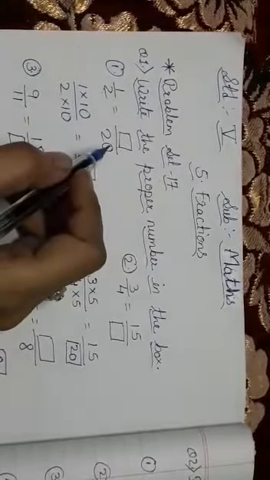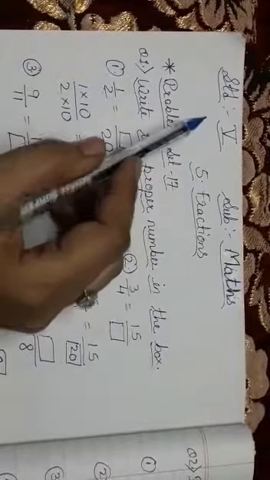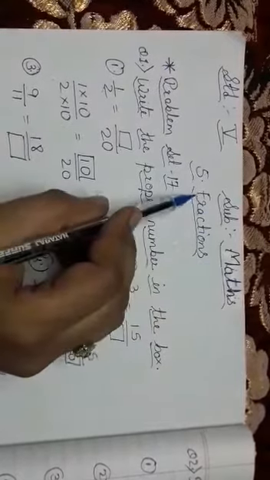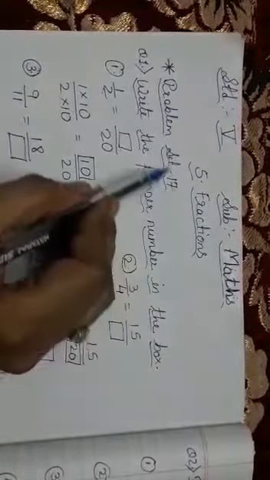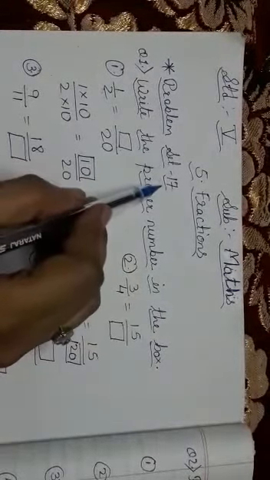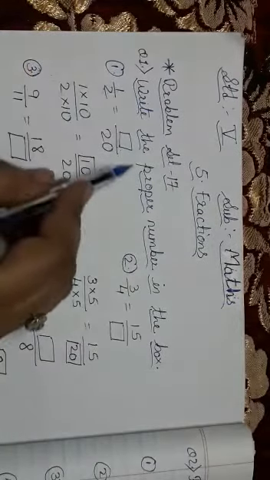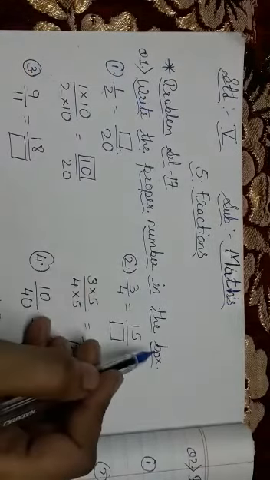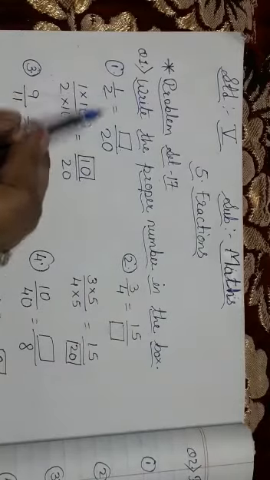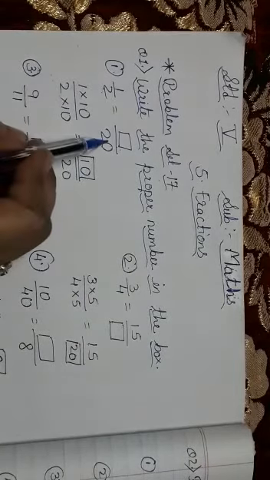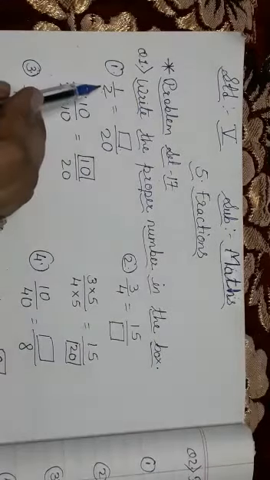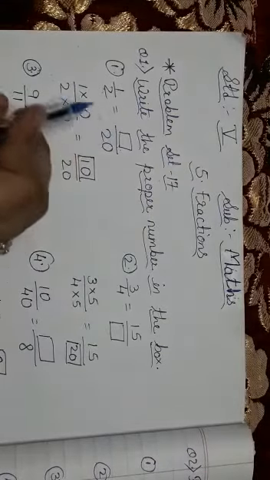Hello students, today we are going to start Standard 5th, Subject Maths, Chapter number 5, Fraction. Problem set 17. Question number 1, write the proper number in the box. Here two fractions are given to you and one fraction is incomplete, and we have to find the second fraction.